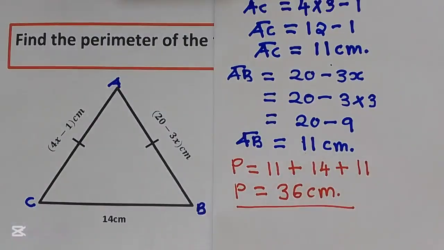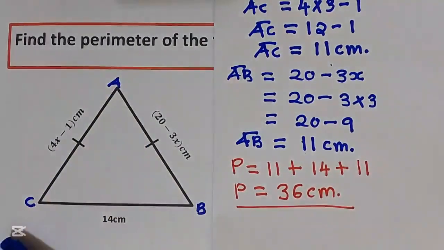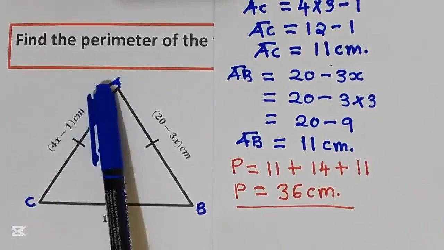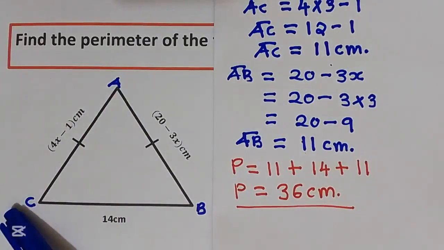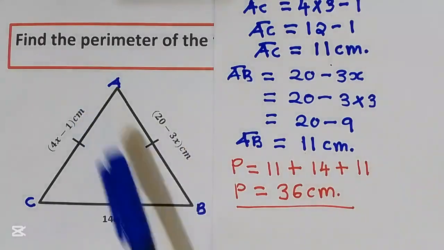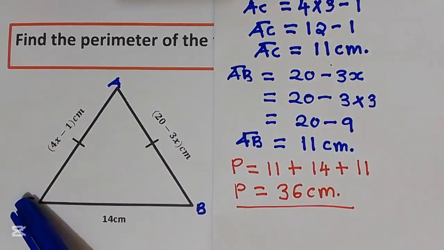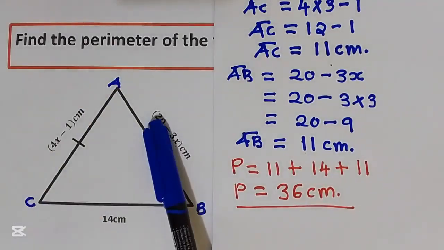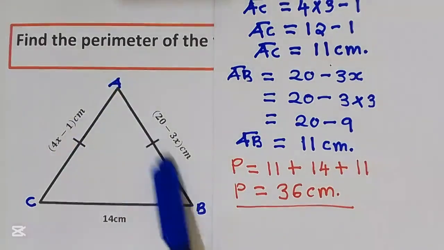I hope you understand how to find the perimeter of this triangle. First, we find the value of x by comparing distance AB and distance AC. Getting the value of x, we substitute back into our expression and get our distance AB and AC. They are equal to 11. At last, we take 11 plus 14 plus 11 to get our perimeter.